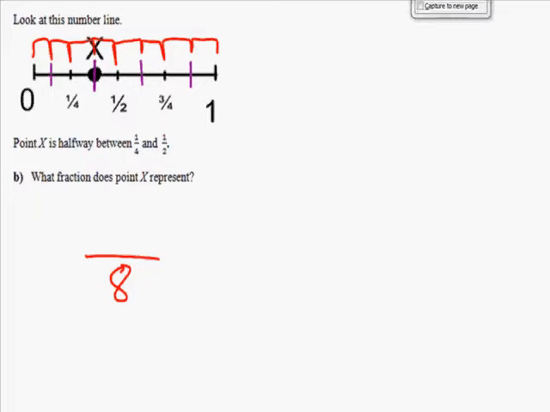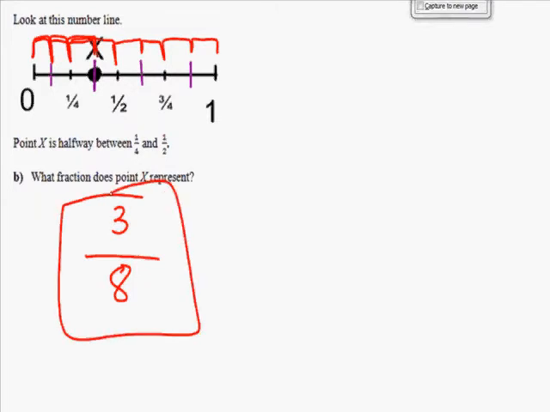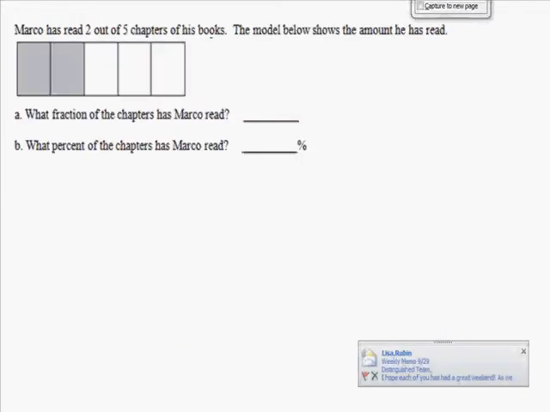Now let's figure out how many chunks in point x is. There's 1 chunk, 2 chunks, 3 chunks. Point x is 3 chunks in, so that means the numerator is 3, and that means that point x represents 3/8. Let's take a look at this next problem.